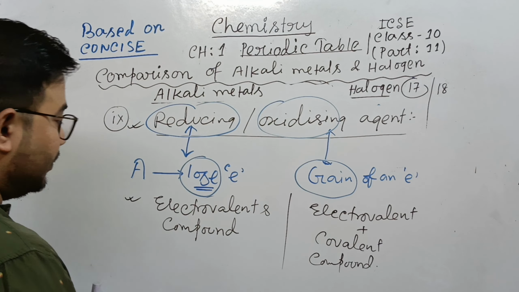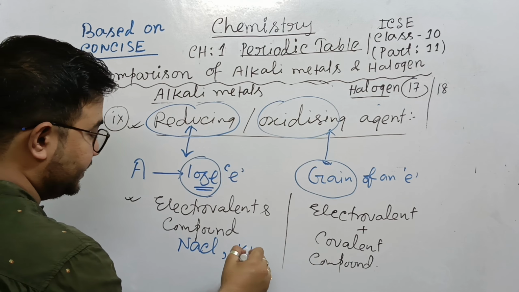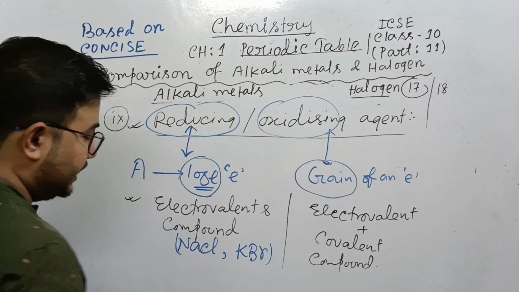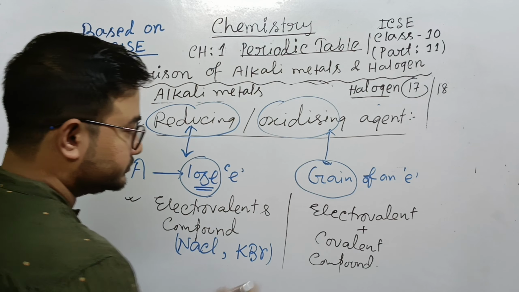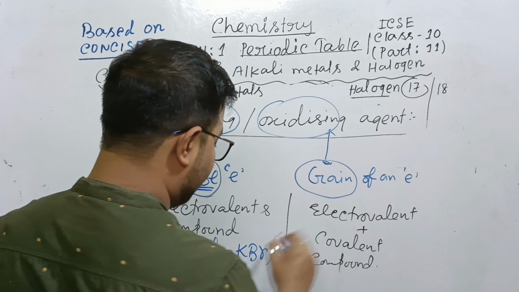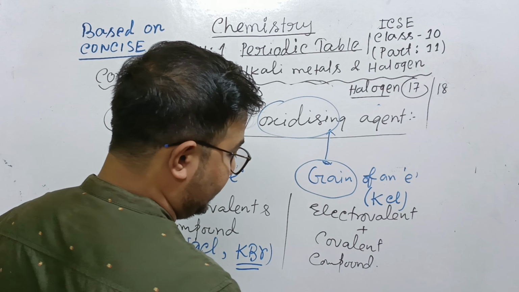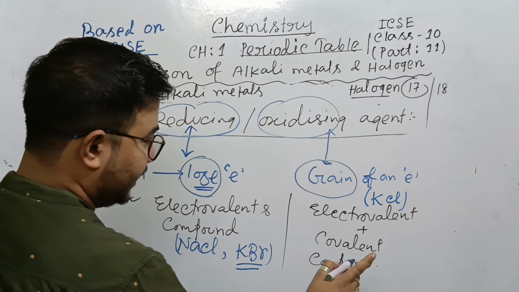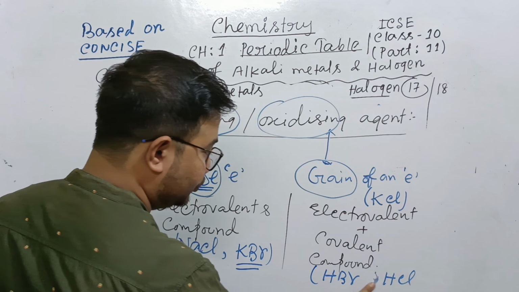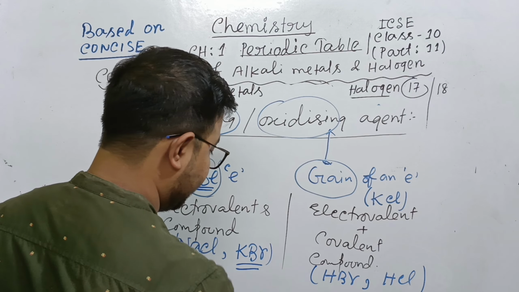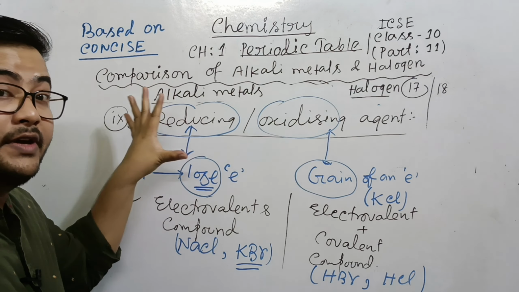Now here memorize two examples, NaCl and KBr. For electrovalent you can memorize KBr and KCl. And for covalent you can memorize HBr and HCl. These two, HCl and HBr. Okay, so done. This is a very, very important point.